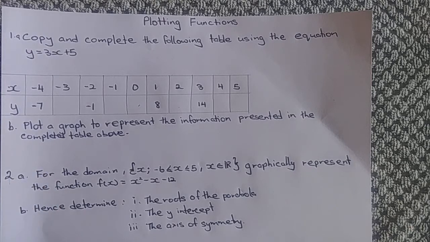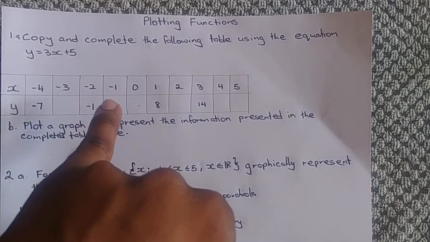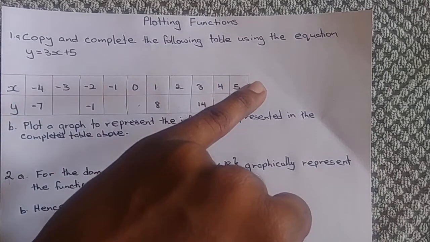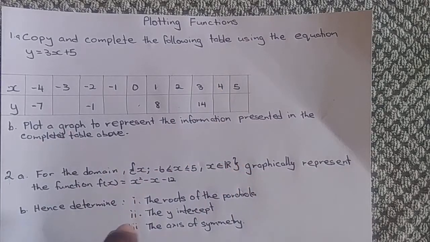I use y simply because I'm using the function table, and the function table, instead of having your domain, your range, you have your independent variable, which is x, and your dependent variable, which is y. Okay, so these are the values that we are allowing x to be. So x ranges from -4 to 5, right? These are the values alone.